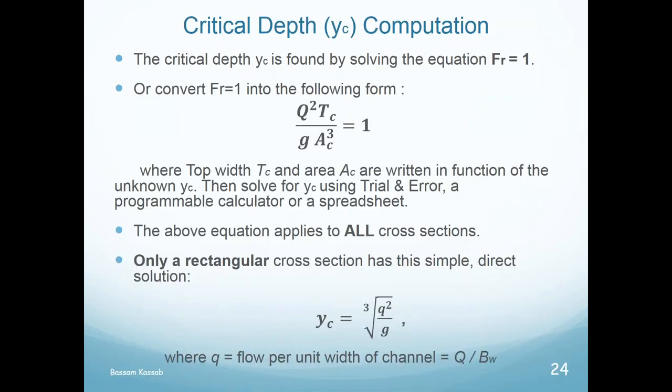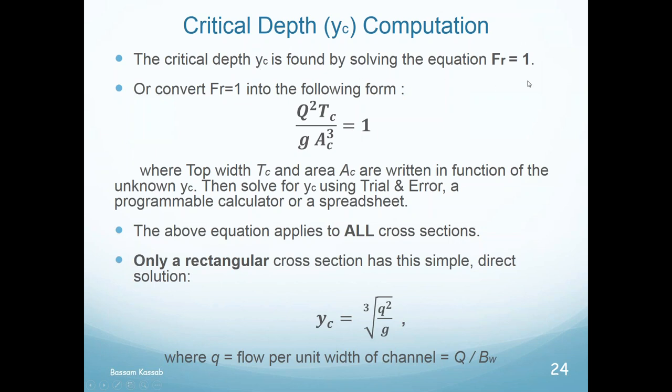But how do you find that critical depth? You might have seen that lower equation here, yc equals the cubic root of q squared over g. You only use that in rectangular channels. You cannot use it for other shapes. So the top equation is what you should use all the time to find the critical depth.